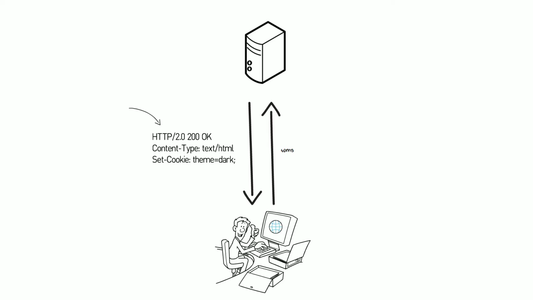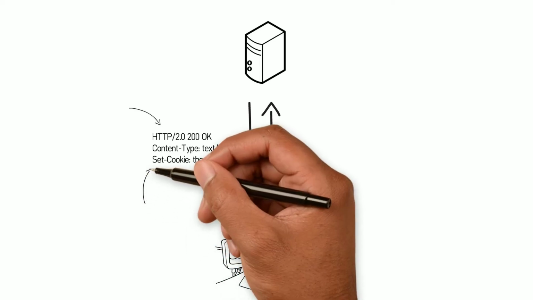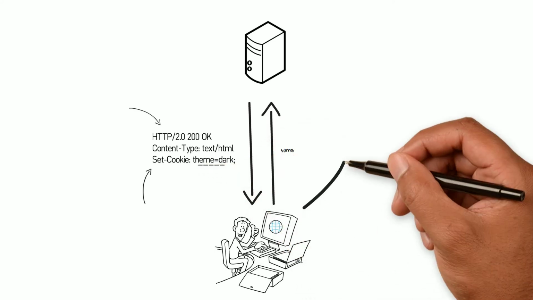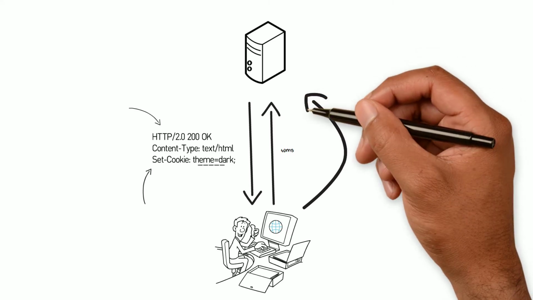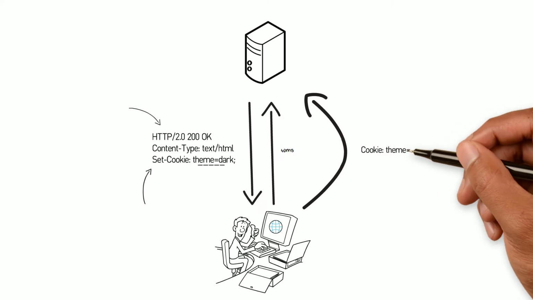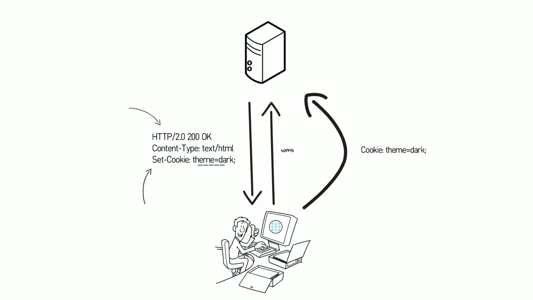To be able to set a cookie inside the same response, the server sends to the browser a property called Set-Cookie, associated with some value. Here, for example, we're setting the theme to be dark. Then, with every subsequent request to the server, the browser sends all previously stored cookies back to the server with the Cookie header.